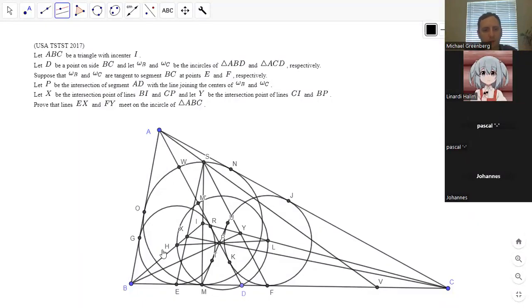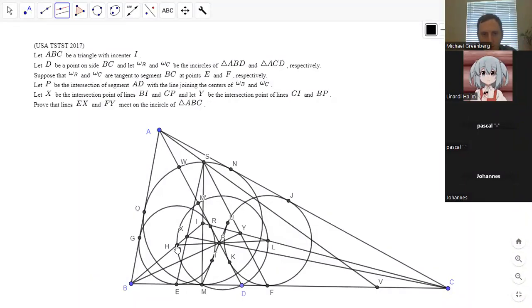I was thinking maybe Menelaus, like maybe we could show BE over BM is XF over XE, but that's not that easy. But yeah, maybe projective geometry. So if we take (M, S; I, infinity), we want to show it's harmonic. So we could project through either X or H. I'm not sure which is better. If we project through X, then we have to drop a perpendicular. So I think maybe H.